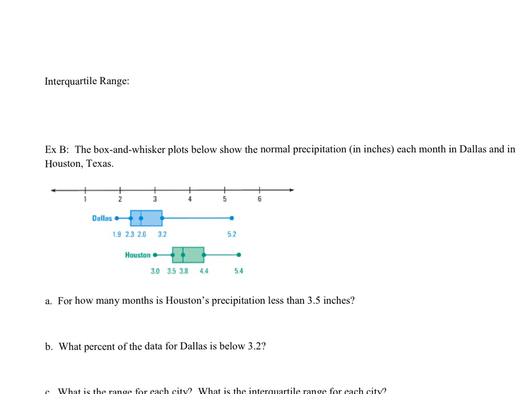Okay, and then we have this thing called the interquartile range, and we abbreviate it IQR. So I'm going to put that first, IQR. And the IQR, interquartile range, is the middle 50% of the data.